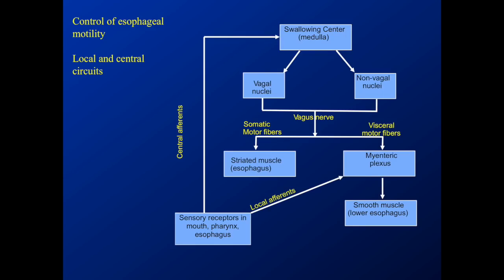So the control of esophageal motility is through the sensory receptors in the mouth and the pharynx, which pass the signals to the swallowing center in the medulla, and then through vagal nuclei and non-vagal nuclei passes the stimulation, the efferents to the somatic fibers and the striated muscle of the esophagus, and then the visceral motor fibers in the myenteric plexus that then control the smooth muscle contraction and relaxation of the peristaltic wave.